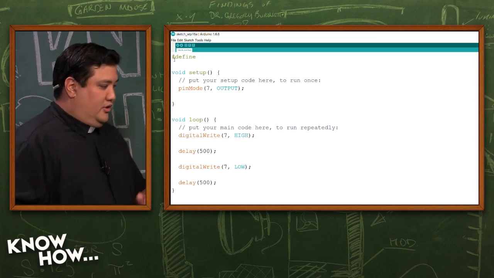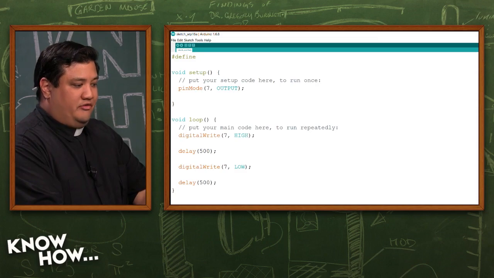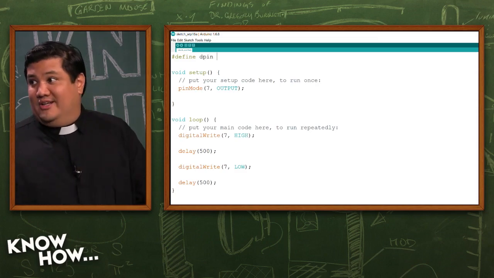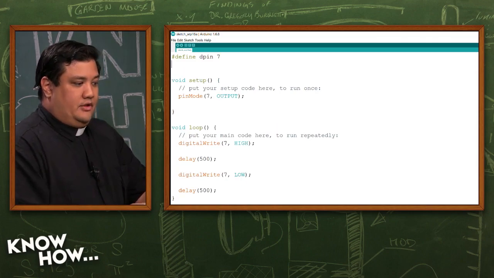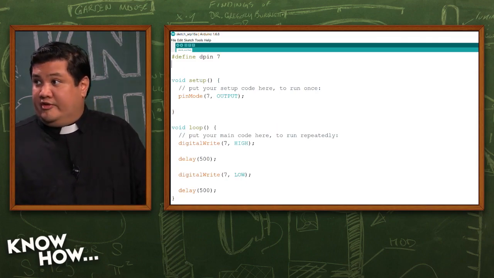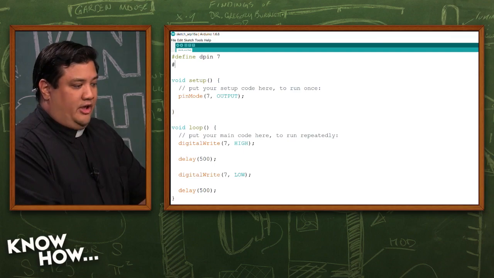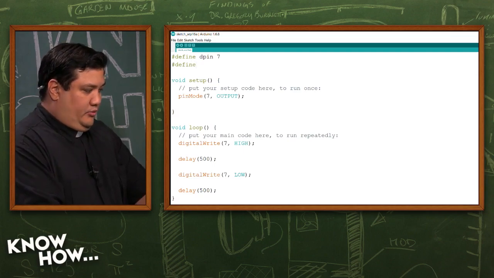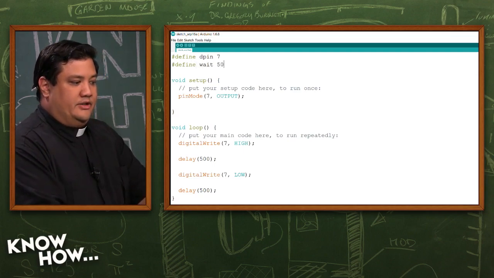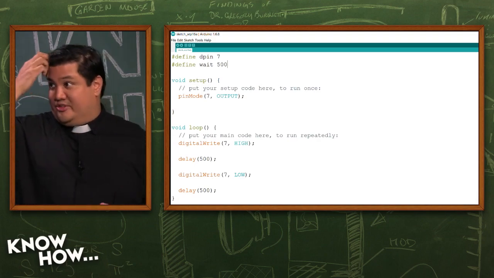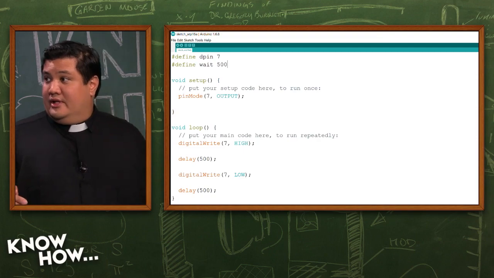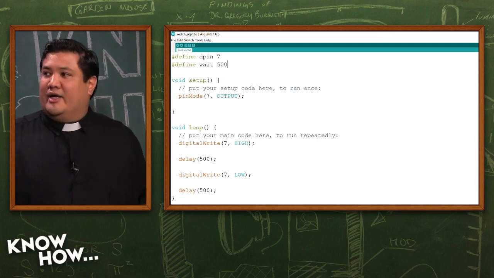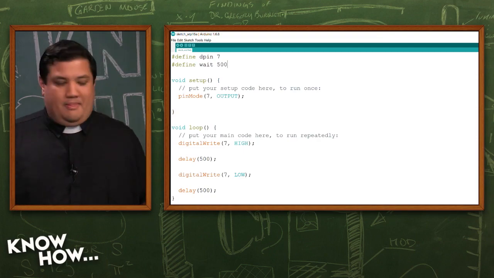Right. Okay. So the first thing I'm going to do is define dpin, which is digital pin. That's my digital pin. That makes sense. As 7. Okay. I don't have to put a semicolon for define statements. Next one is I'm going to define wait, and I'm going to say that for 500. And what that will do is change the delay. I can use that as my delay number and change the delay up top rather than changing it twice down below, through your code.